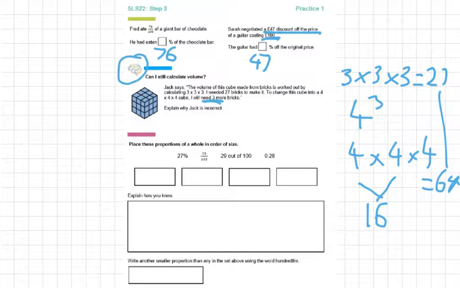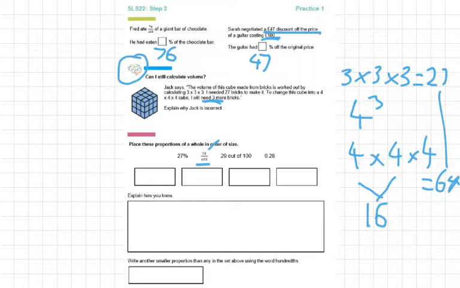Now, at the bottom, place these proportions, and that just means comparisons, in order of size. Explain how you know. Well, what we want to do is convert them all into the same thing. I think I'm going to convert them all into fractions. So I can't quite read that one because this page is very small. Is that 23? Okay, I'm going to say that's 23 because I can't quite read it on this page. I made it quite small so it would fit on.